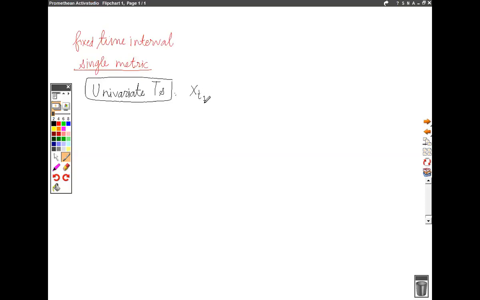x_t1. So this would be the first observation that you have, and then x_t2, and so on till x_tn. So this is the n times that you have observed the data that you have at hand, right? And this is how it is in mostly all the applications.